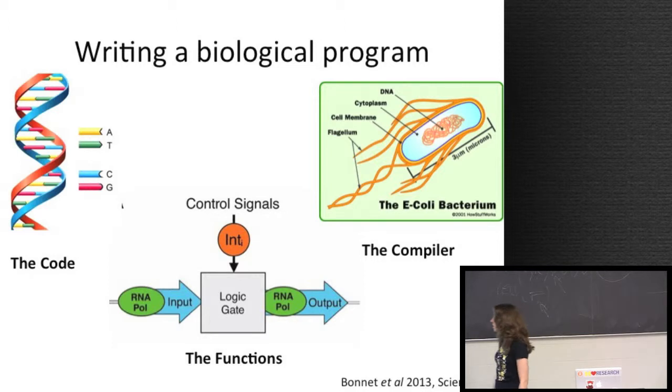And so writing a biological program is very similar to writing a computer program. You just need a couple of parts. Your code here is DNA, and you have the 4 base pairs, A, T, G, and C. By putting those together in any combination, you can make a human or a tree. Then you also have the functions, so the input and the output.